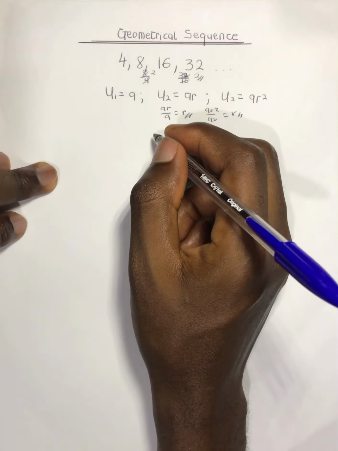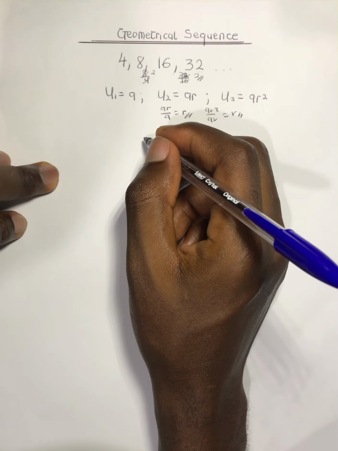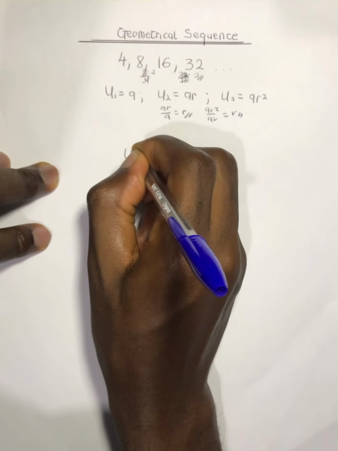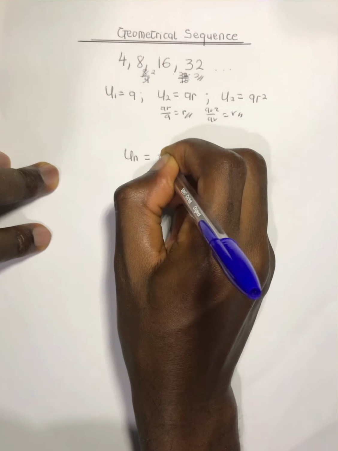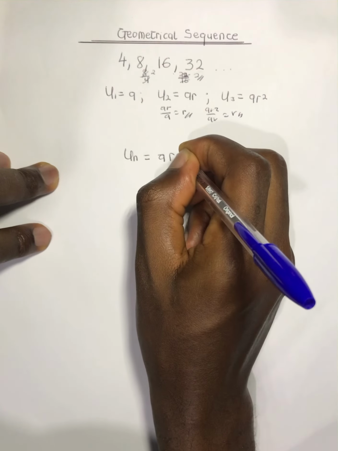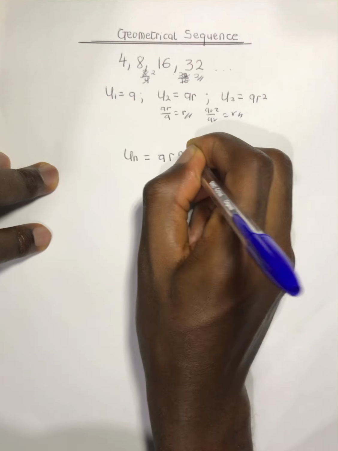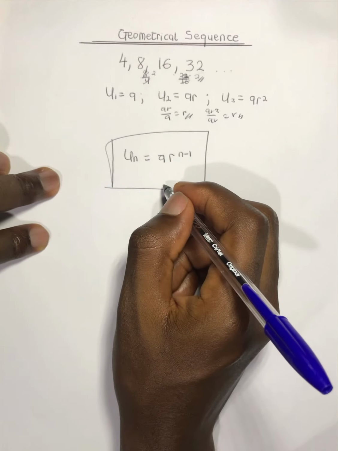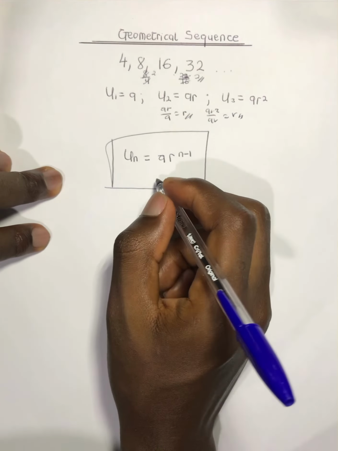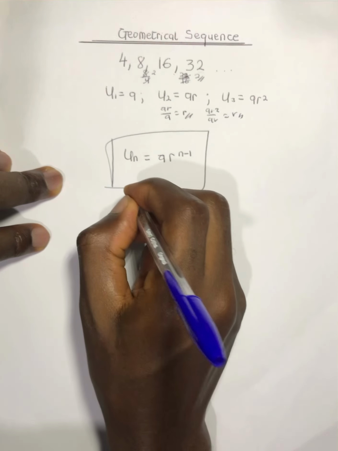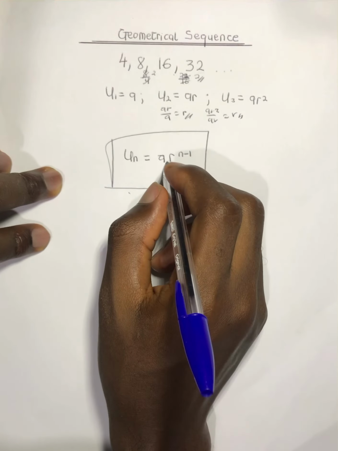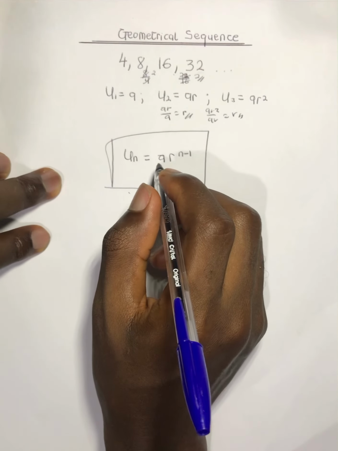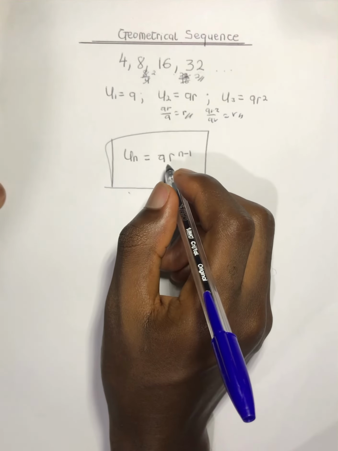Now, the general formula for geometric progression is given by U subscript n is equal to AR to the power n minus 1. Now, this is our general equation. A represents our first term, R represents our common ratio, and n is the number of the term which we've been asked to find.